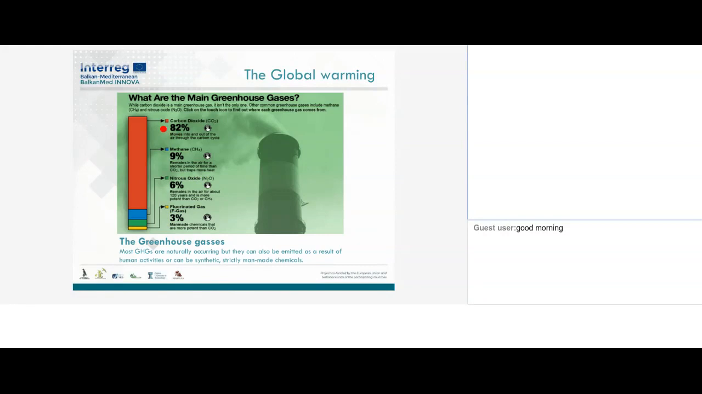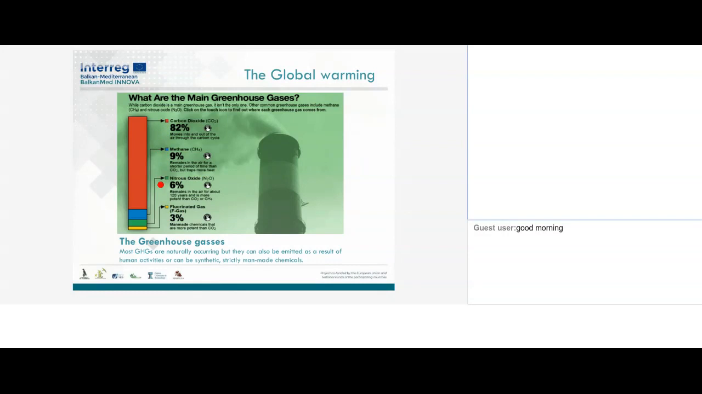It can move into and out of the Earth through the carbon cycle. Other greenhouse gases are methane, with 9%. Methane remains in the air for shorter periods of time than CO2. It's more kinetic, a more drastic gas, and it can trap more heat compared to carbon dioxide.